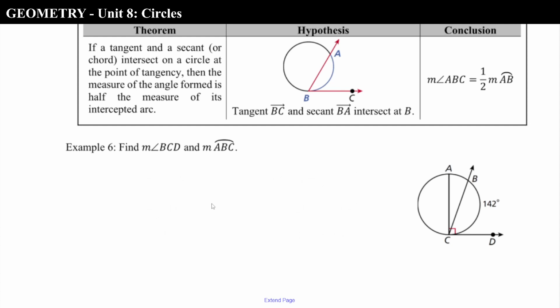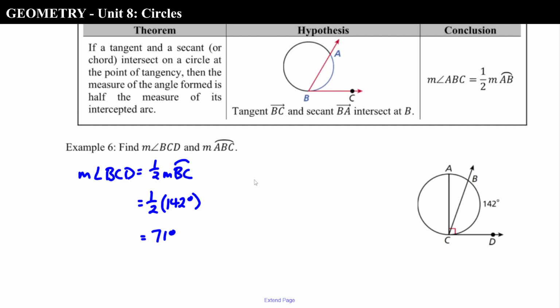So, to find the measure of angle BCD, BCD is here. We know that the measure of BCD is equal to 1/2 of the measure of arc BC. So we have 1/2 of 142 degrees. So the measure of BCD is going to be 71 degrees.